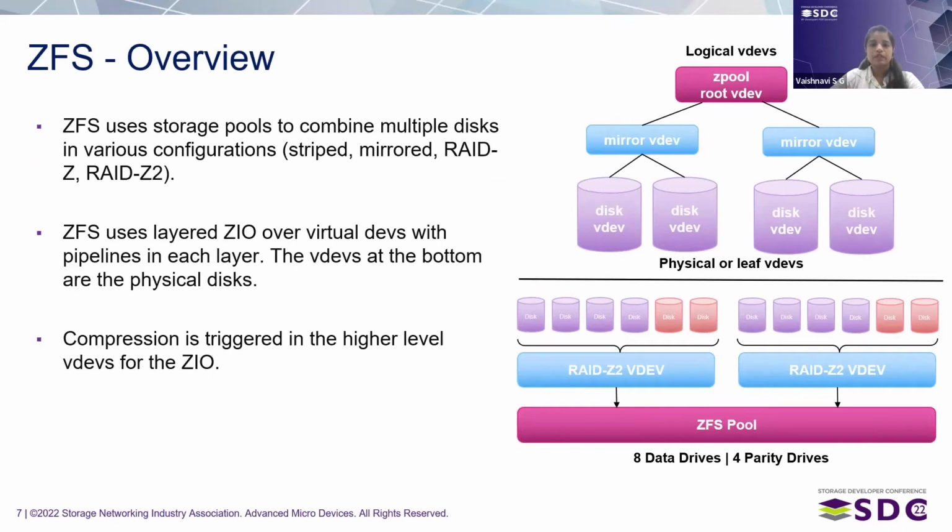Here are the two different ZFS pool configurations. The one on the top is the mirrored pool configuration, and the one at the bottom is the RAID Z2 configuration. The disk VDEVs at the bottom are the physical disks, and the ones above are the virtual. Compression is triggered at the top level VDEV.